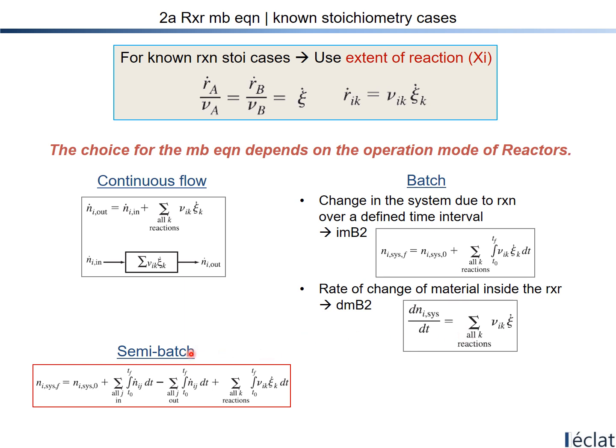The semi-batch mode is going to the most complicated mole balance equations. Here is the integral form of the mole balance equation. Accumulation, which is the final minus initial, is equal to input minus output plus generation term. For each term, you should use the integration.